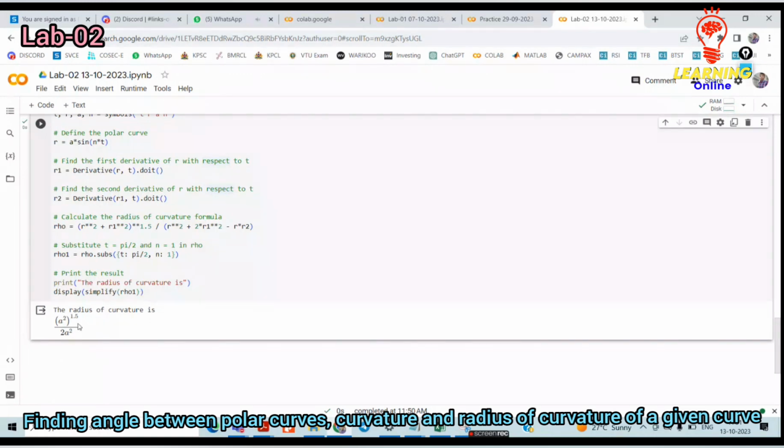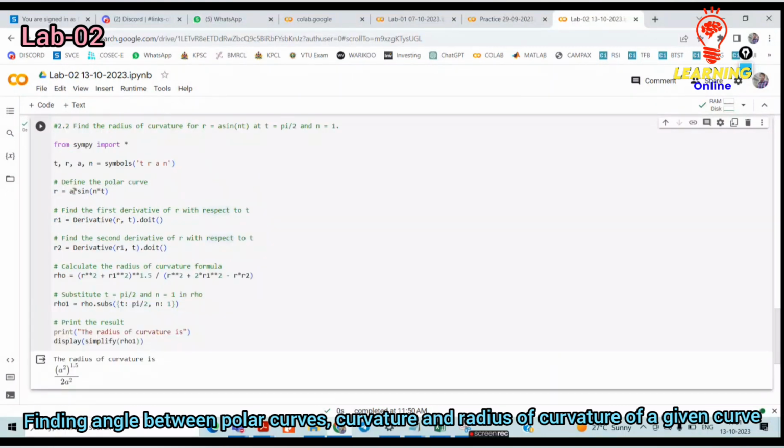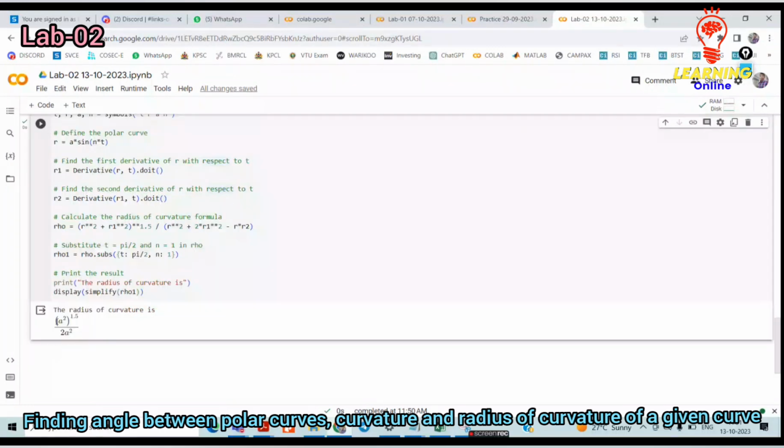a square raised to 1.5 divided by 2a square. Okay, this is the expression. Because I defined a, it does not have any value. a is not a number, it is a variable. I can enter anything. So that I got this expression. This is how you need to get the particular simplified expression. Okay, display is used to show the particular expression itself. Hope you understood this. Okay, this is the radius of curvature.